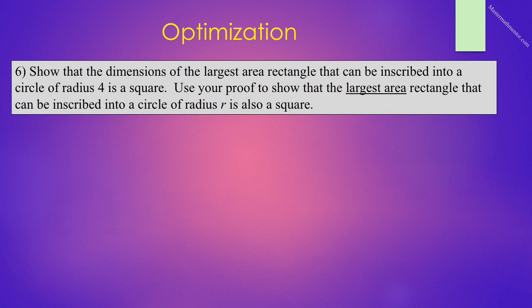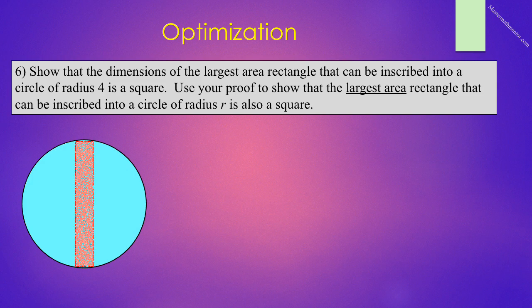Problem 6 reads, show that the dimensions of the largest area rectangle that can be inscribed into a circle of radius 4 is a square. Use your proof to show that the largest area rectangle that can be inscribed into a circle of radius r is also a square.